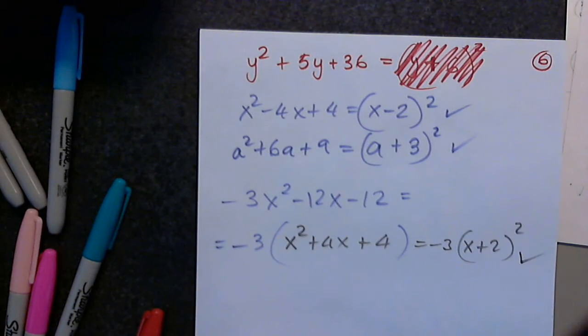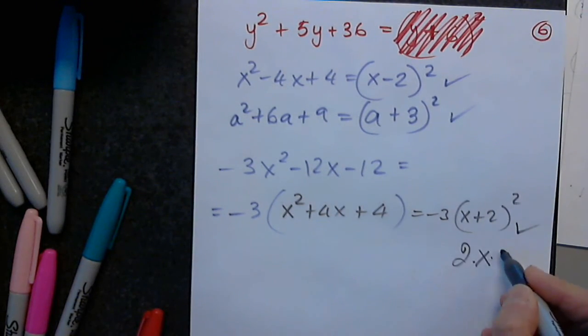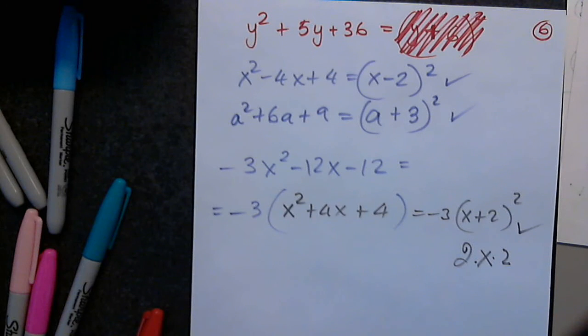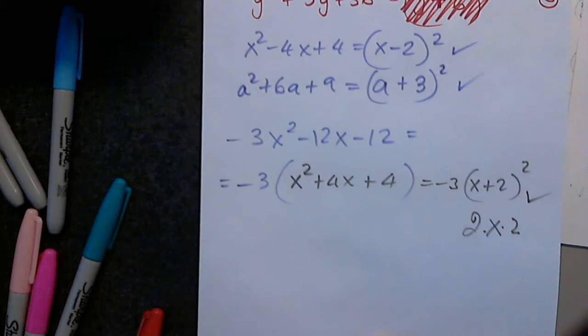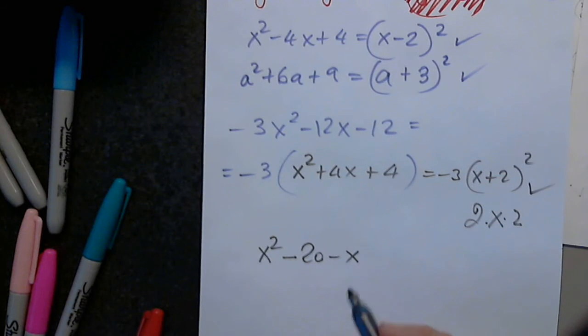Can you write it 2 times the first times the second? Yes, you can write it on the side somewhere just to show that you checked. Ready? Next one. X squared minus 20 minus x.